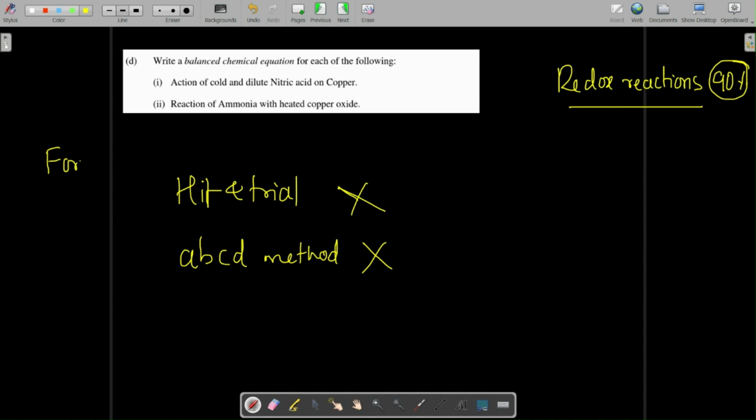For that, I brought a new concept called the formal charge method. But the condition for the formal charge method is that it is applicable only for redox reactions. But don't worry, simple reactions will be solved by the hit and trial method. Complicated reactions are usually redox reactions, meaning 90% of them will be redox reactions. So then let's start.